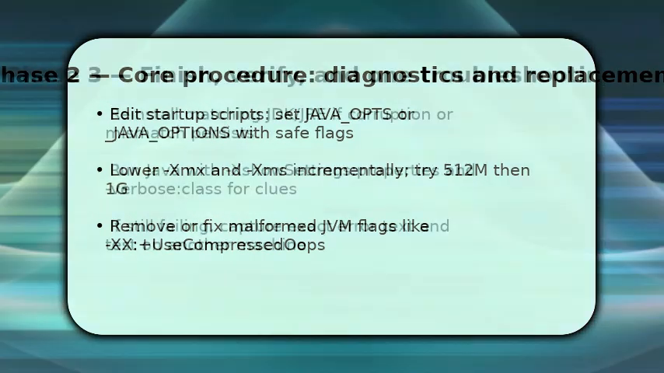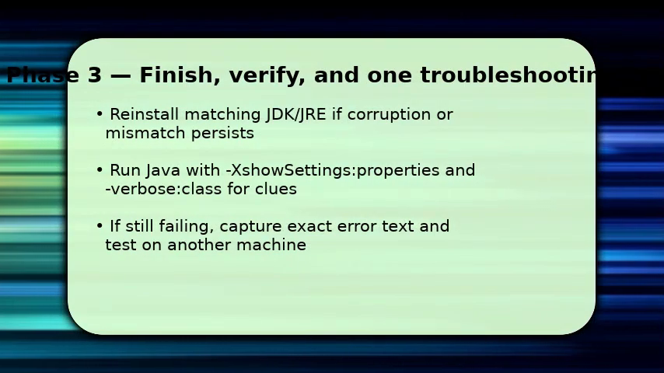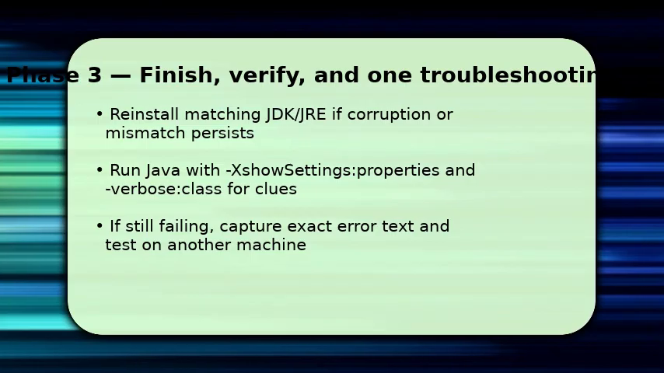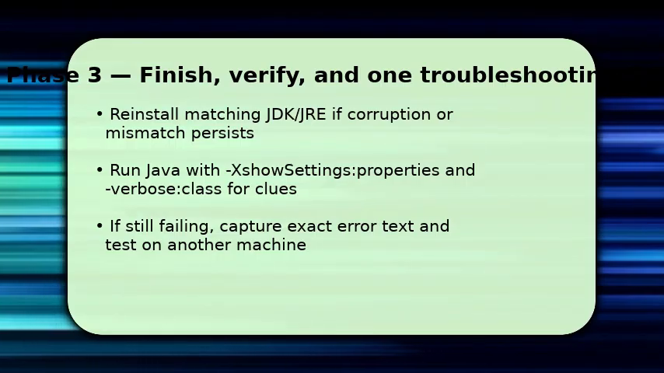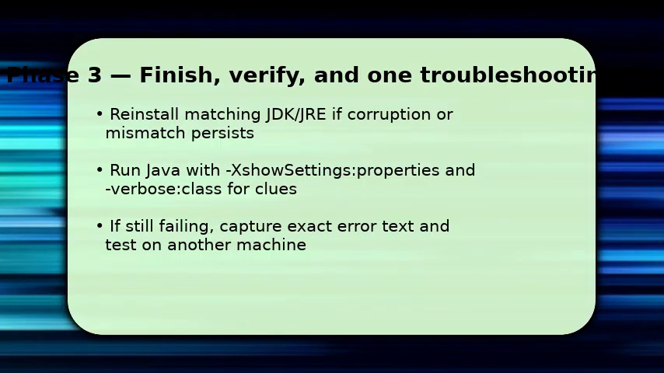Finish by consolidating and validating your environment, and know one key troubleshooting tip. Reinstall a matching JDK or JRE when you suspect corruption or architecture mismatch, because a clean install often removes hidden problems. Then run Java with -Xshow settings:properties and -verbose:class to gather diagnostic clues, and test your launch on another machine to separate app versus system issues.